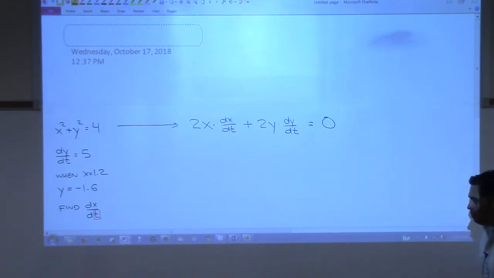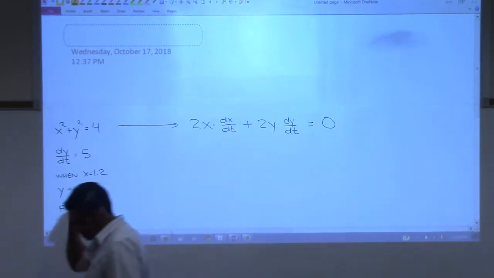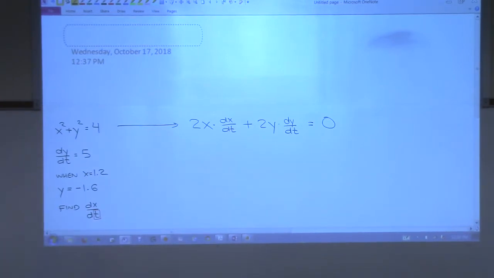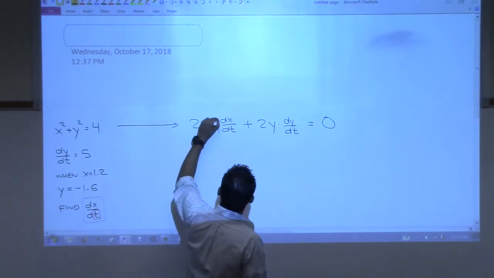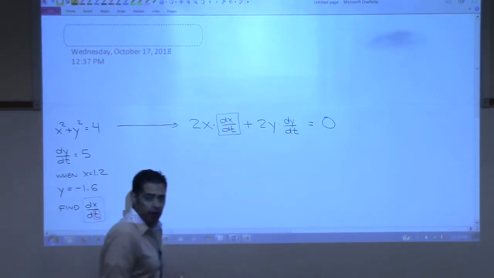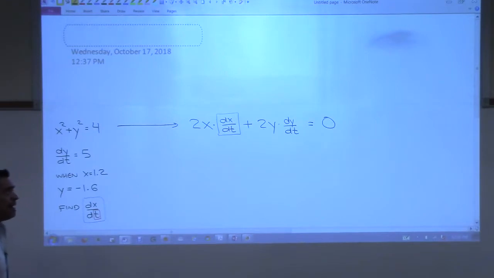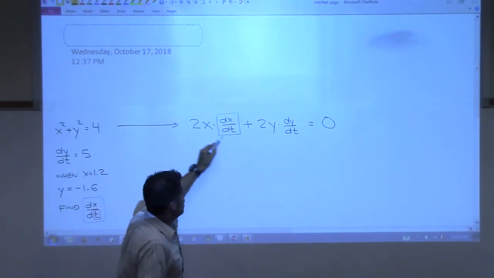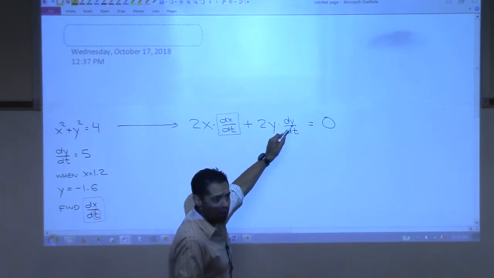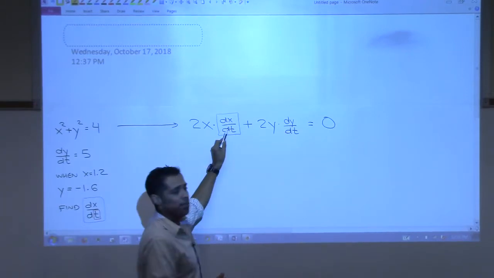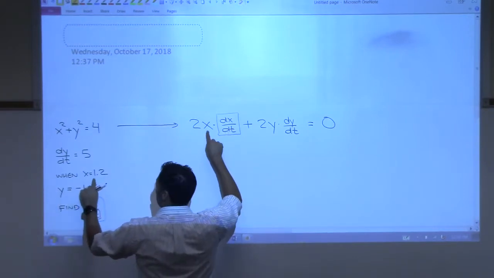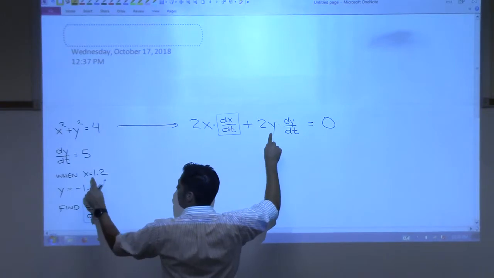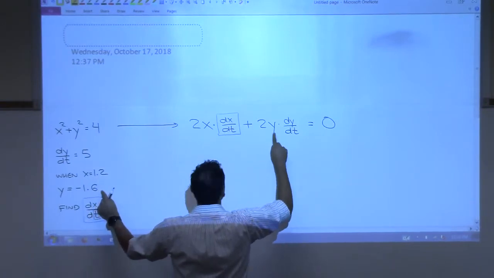All right, now, what are we trying to find here? We're asked to find dx/dt, right? And it appears there it is. The only way I can tell you what dx/dt is, is if I know what x is, if I know what y is, and if I know what dy/dt is. If I know all 3 of these things, then I can tell you what that is, right? Do I know them? Yeah, they're given to me, right? x is 1.2, y is negative 1.6, and dy/dt is 5.